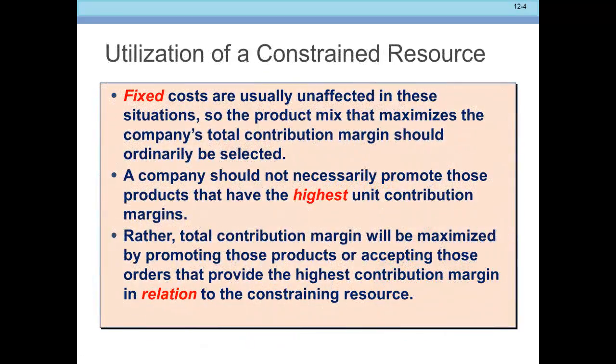Some rules of constrained resource problems are: first, fixed costs are usually unaffected in these situations, since they happen whether the constrained resource is a factor or not. So we look for the product mix that maximizes the company's total contribution margin to maximize profits. To maximize profits, we wouldn't necessarily make the products with the highest unit contribution margins. Instead, we focus on the products or the orders that provide the highest contribution margin in relation to the constraining resource.